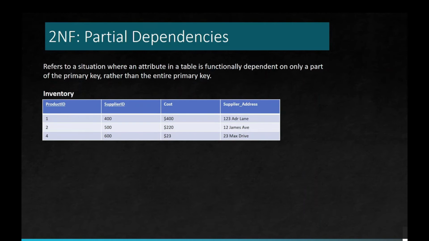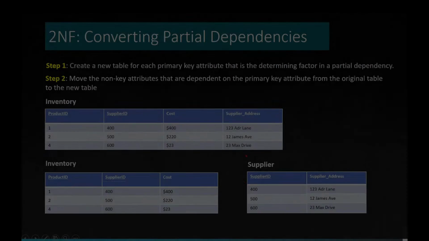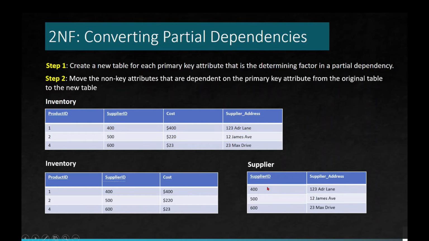To move a table to second normal form, we need to get rid of partial dependencies. In this table, the offending attributes were supplier ID and supplier address, because we can determine the supplier address only by the supplier ID. All non-key attributes should be functionally dependent on the entire primary key. That means you should not be able to determine a non-key attribute using part of the primary key. To solve this, we create two entities. What we did was create a new table for the primary key and move the non-key attribute that was dependent on the primary key to that table.